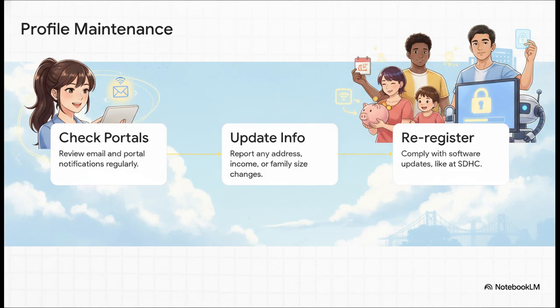Actually, as a quick example, the San Diego Housing Commission recently did a mandatory software update for their portal, and it required users to completely re-register just to maintain access to their history. If you miss an email about a software migration like that, you could literally lose access to your application.